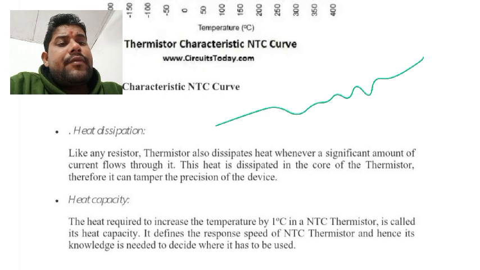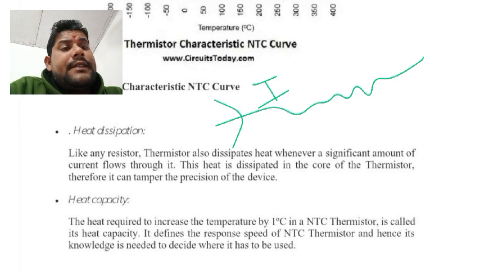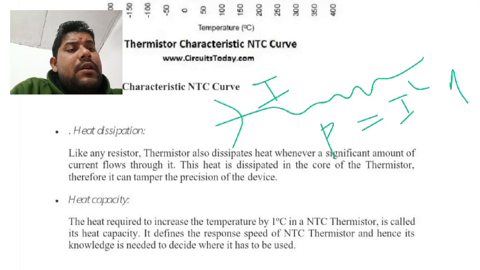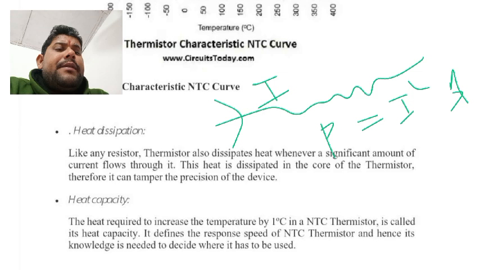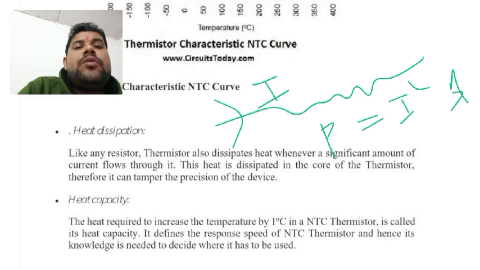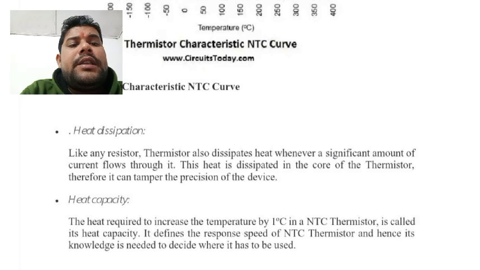If current I flows through this, then the dissipated power P equals I squared R, where I is the current flowing through the thermistor. So I squared times R is the heat dissipation in this thermistor.